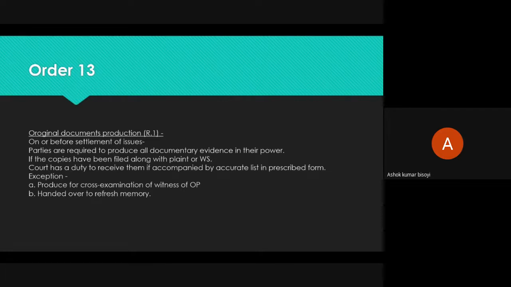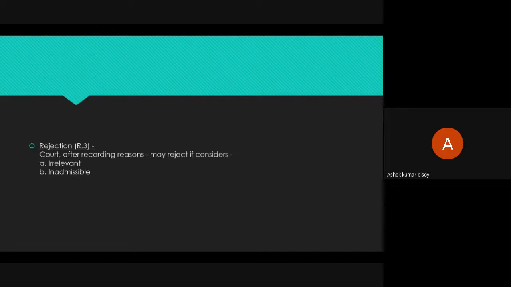So that is what Rule 1 says, that on or before settlement of issues you have to produce all the documentary evidences that are there in your power. The exceptions are that you can produce a document for cross examination of the witness of the opposite party, or you can produce a document which is handed over to your own witness to refresh the memory. Rule 2 has been repealed. Coming to Rule 3, that is rejection.